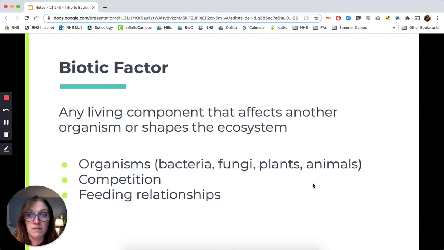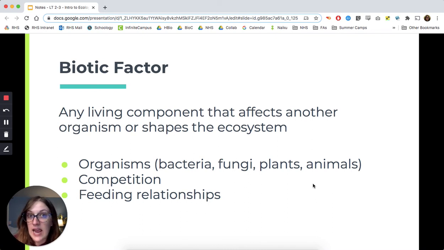Let's define what those are. A biotic factor is any living component that affects another organism or shapes the ecosystem. So biotic factors include organisms that are living, including bacteria, fungi, plants, and animals. Biotic factors also include relationships between animals, for example, competition or predator-prey. You also have feeding relationships, so what organisms eat other types of organisms. These are all examples of biotic factors, that prefix bio meaning life.